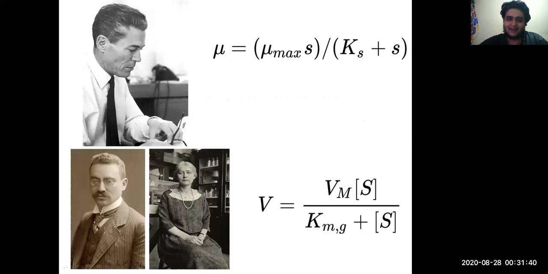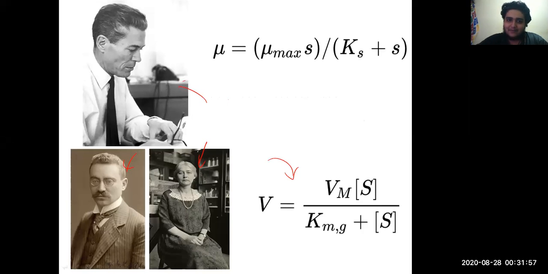So at the bottom we have this is Michaelis, this is Menten, and this is their equation on enzyme kinetics. The equation basically describes enzyme kinetics, and because it's a chemical kinetic equation, it's derived mathematically.